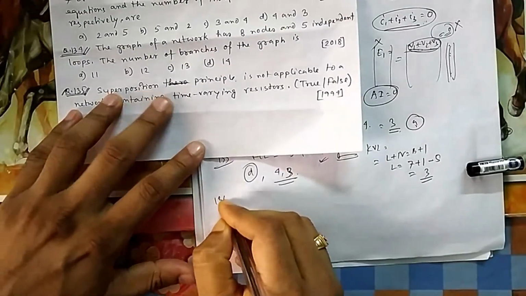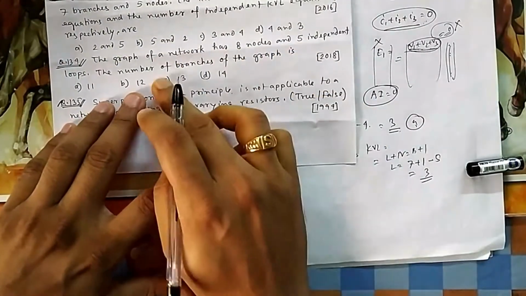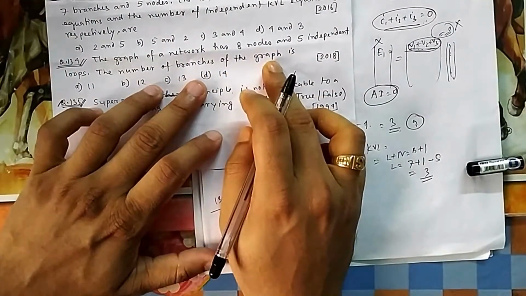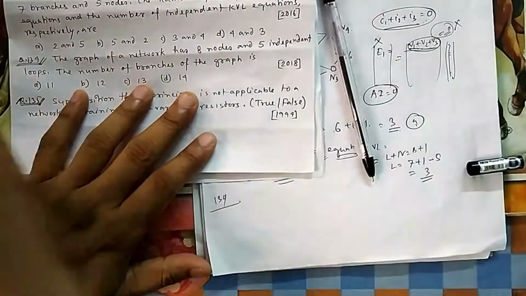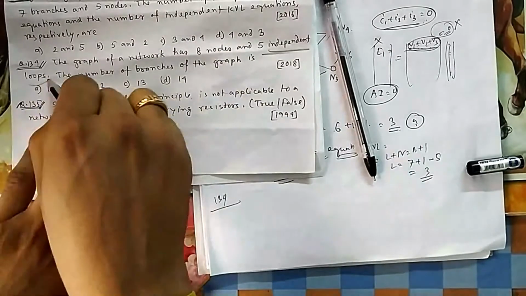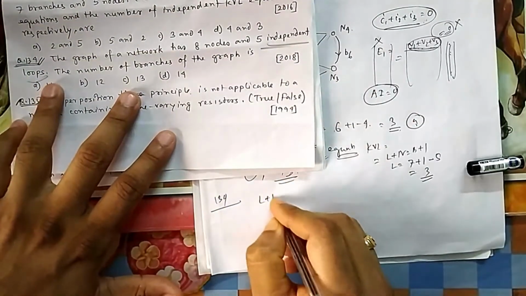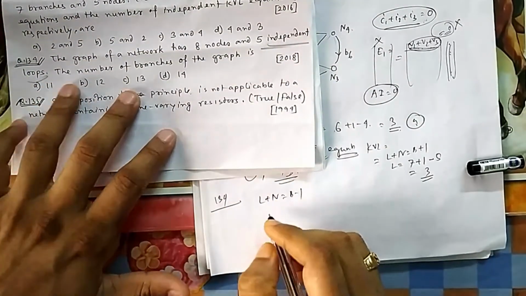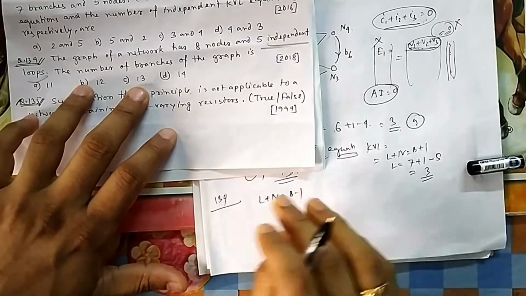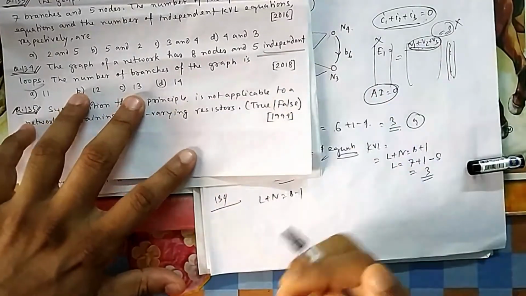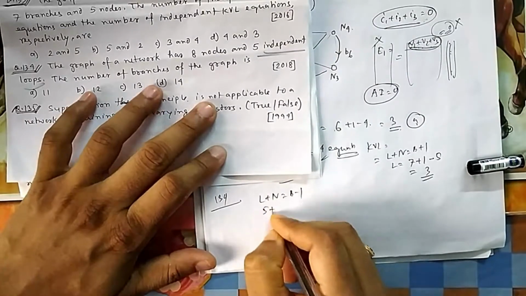In question 134, the graph of a network has 8 nodes and 5 independent loops. What is the number of branches in the graph? So you have a formula for independent loops. You can apply this one: L plus N is equal to B plus 1, the same formula. There is only one formula involving this. So you have to examine which one is given and which one you have to find. It is given 5 and 8.